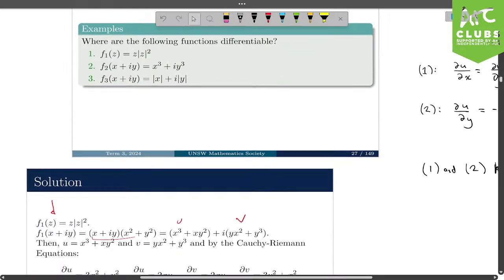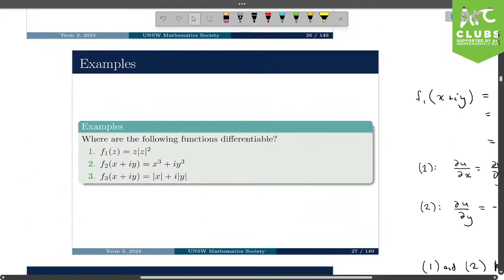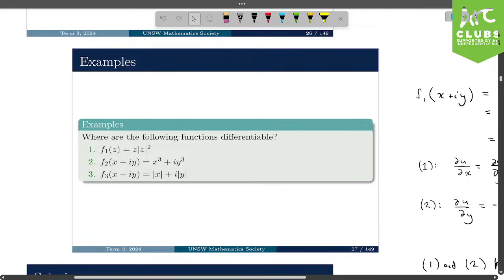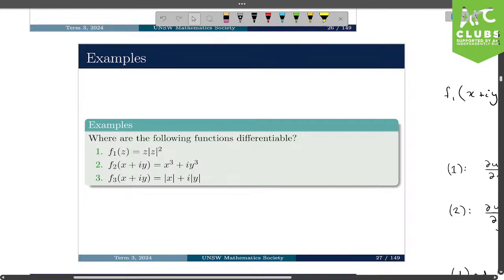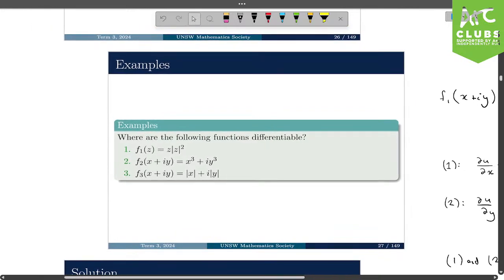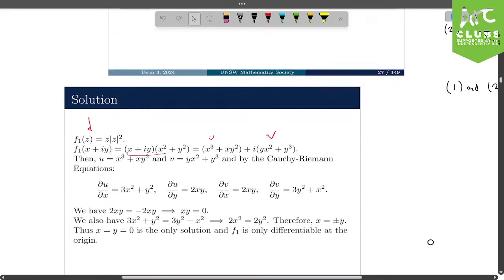Our function is x cubed plus i y cubed, right? Luckily for us, it's already separated into its real and imaginary components. So let's just rewrite that here.